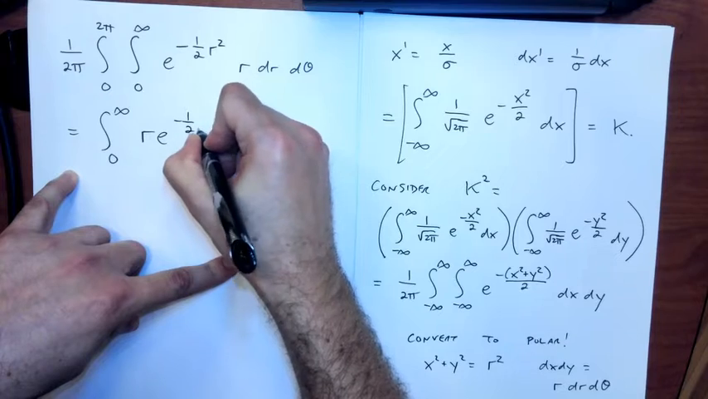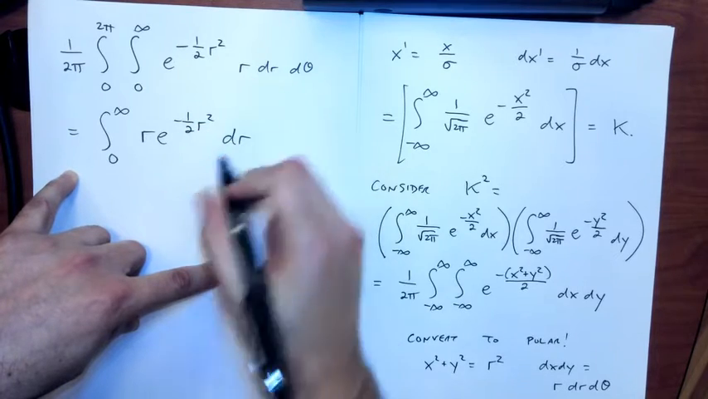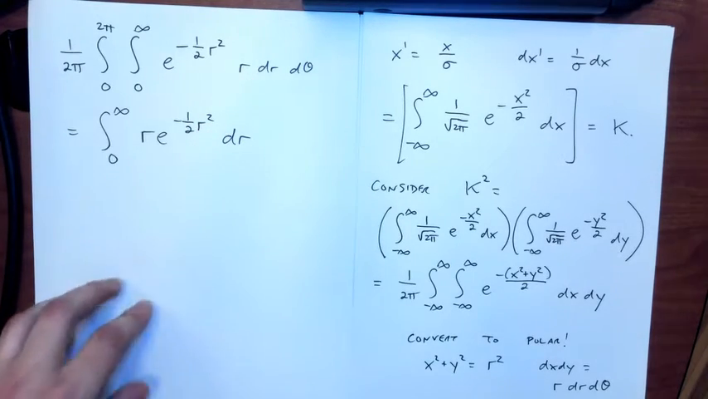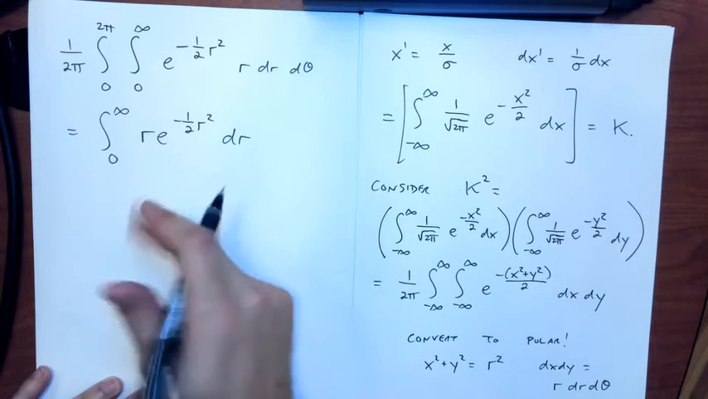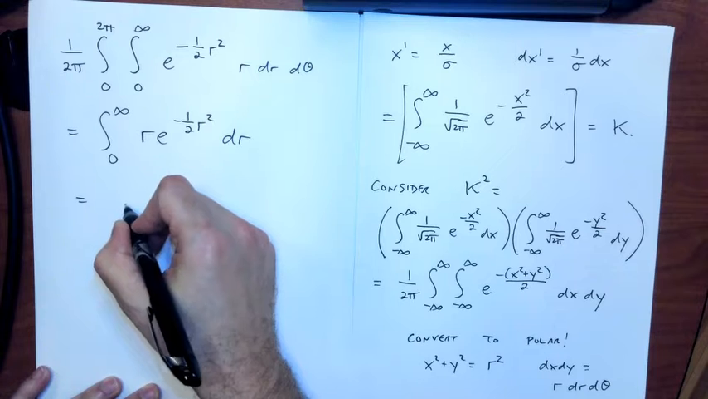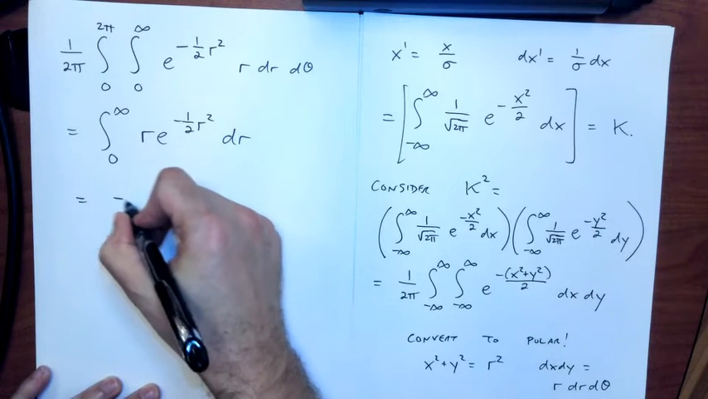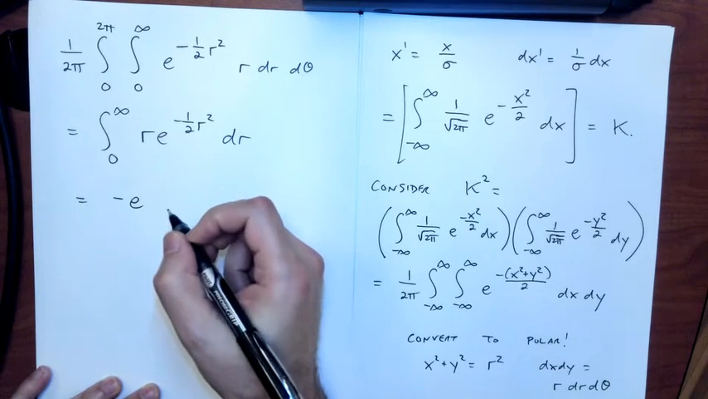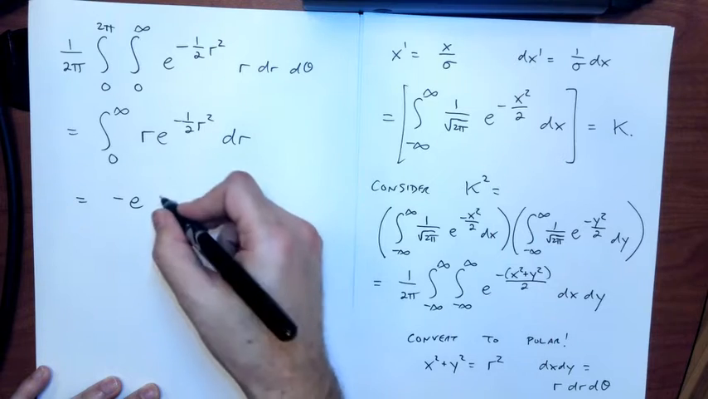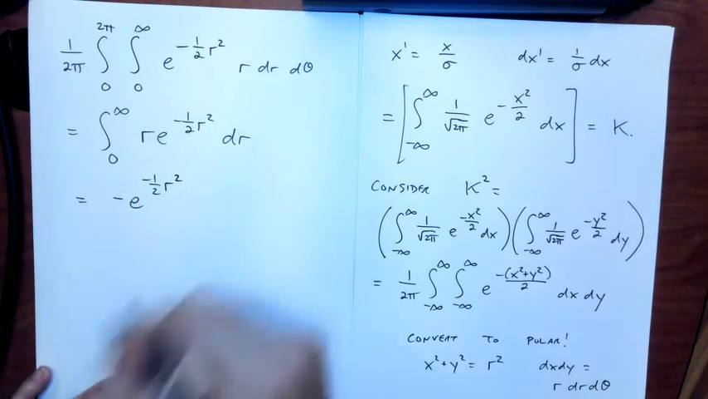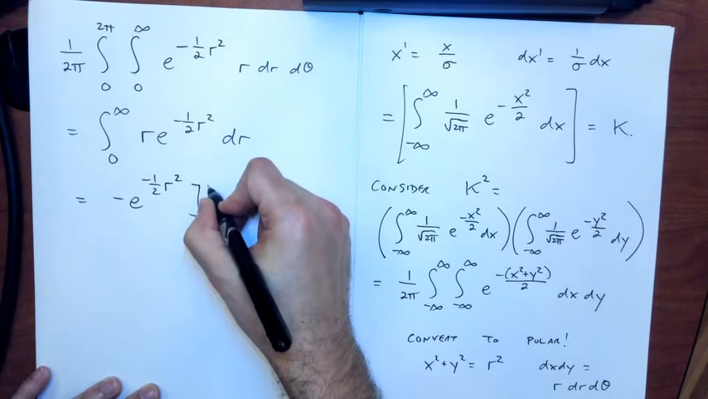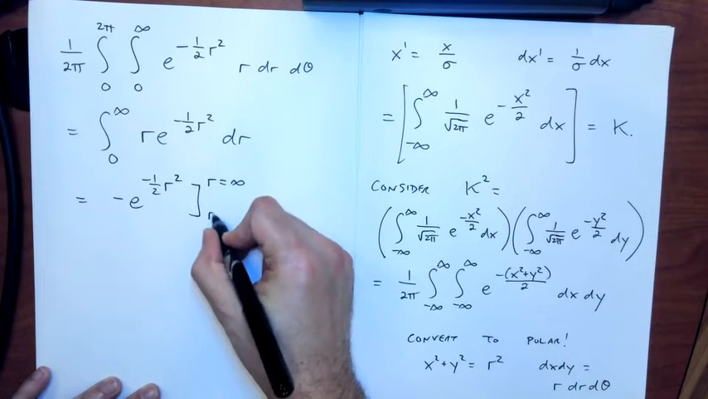And now life is good because I've got the derivative of that r squared now sitting in my integral. I didn't have that before. That's what made it difficult. Now I can say, okay, this looks like minus e to the minus 1/2 r squared, evaluated at r equals infinity, r equals 0, right?